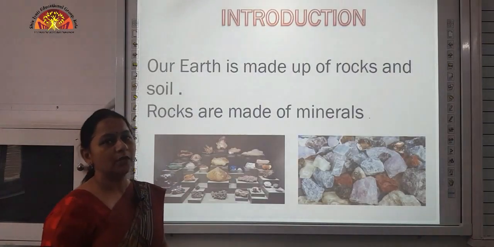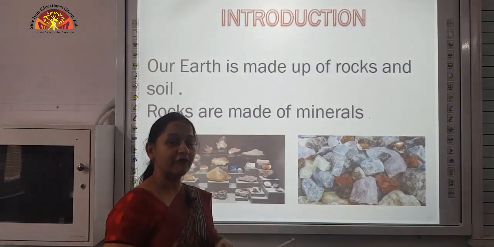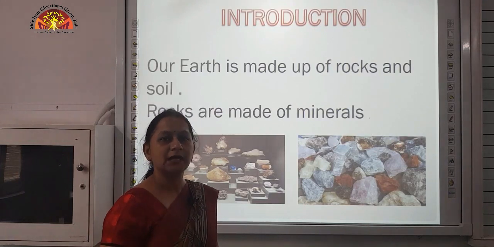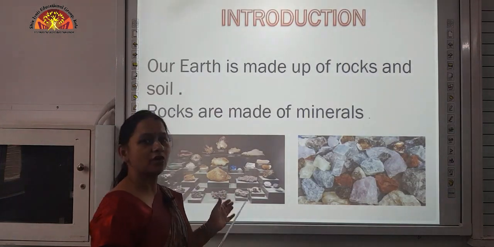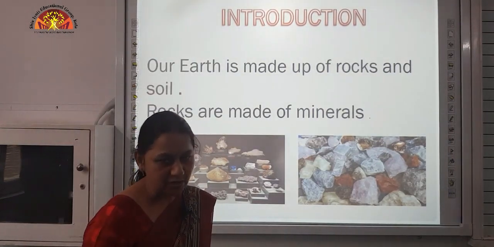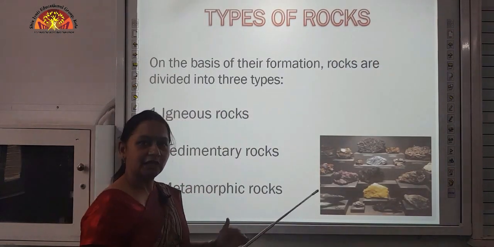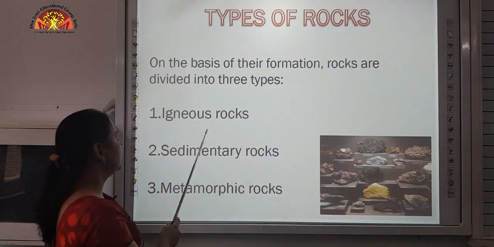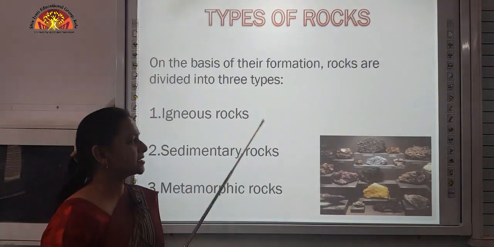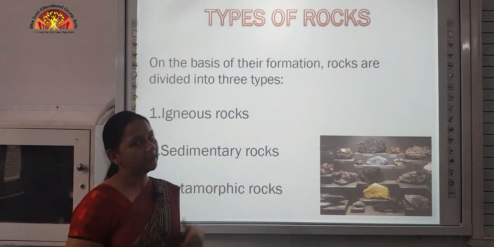Now you all know that our earth is made up of different kinds of rocks, means a variety of rocks are present all around us, and they all make up the earth's crust, and these rocks are made up of minerals. Now on the basis of their formation, these rocks are divided majorly into three types, that is igneous rocks, sedimentary rocks and metamorphic rocks. Now in this chapter we are going to deal with the formation of these rocks and the examples.